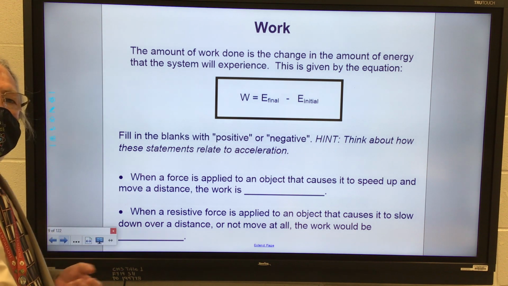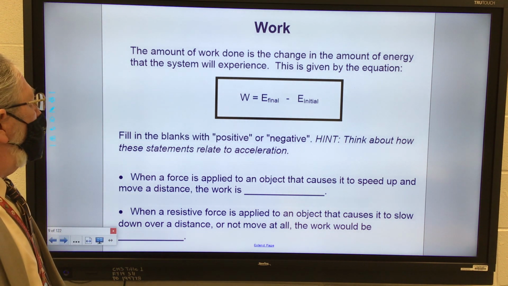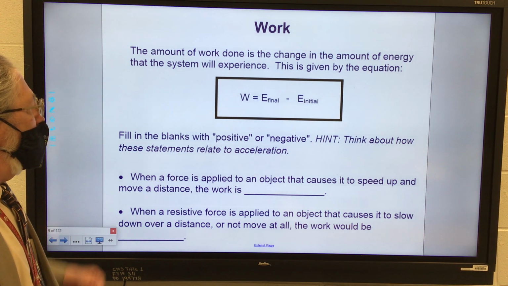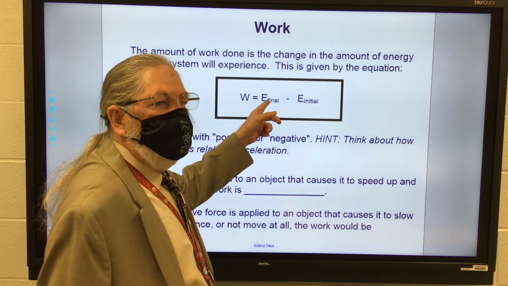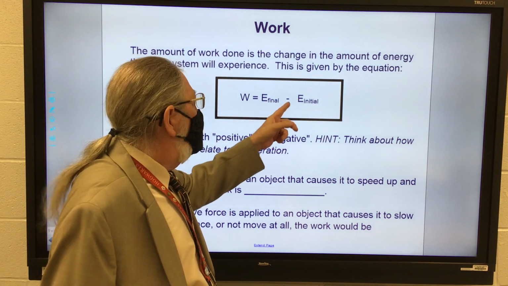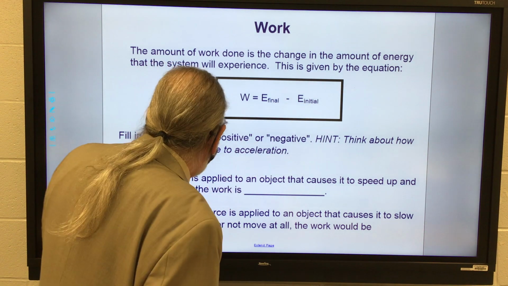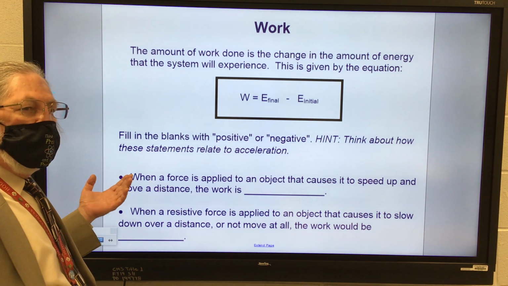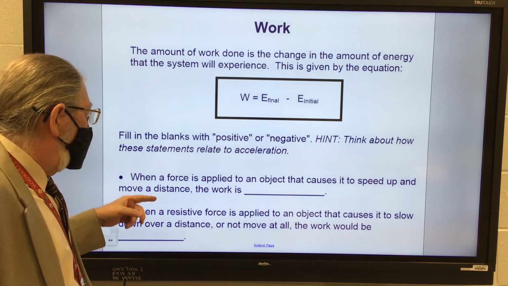Okay, so here's work. This is how you define what kind of work you have here. The amount of work done is the change in the amount of energy that the system will experience. And this is given by the equation: work equals E final, energy final, minus the energy that you started with, E initial, and that's going to give you the amount of work that you did. Okay, so let's look at this right here.